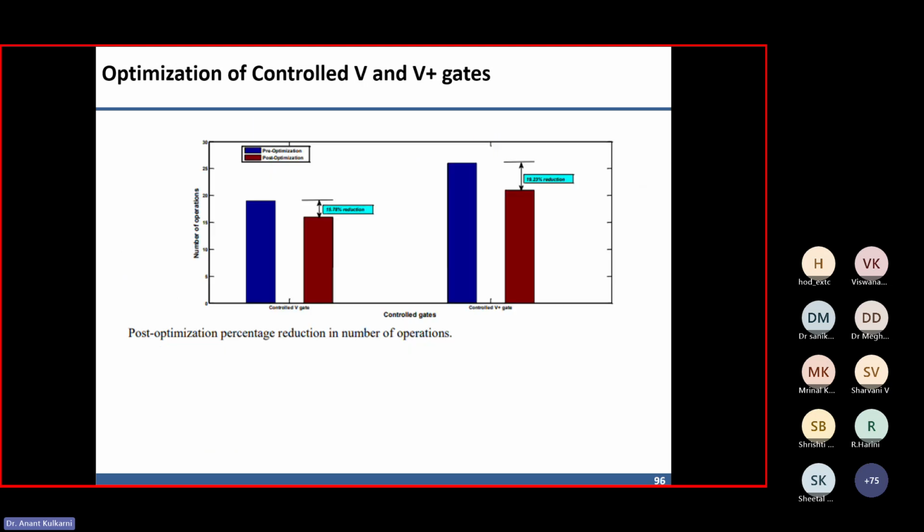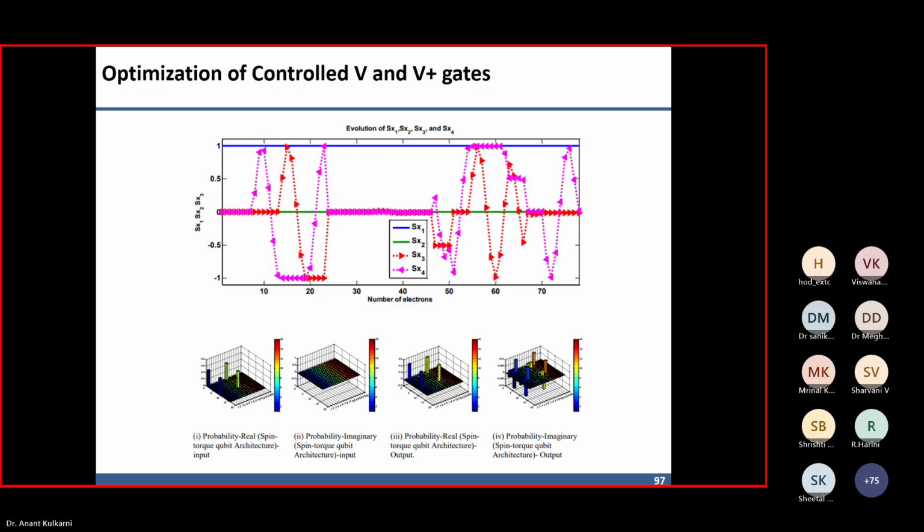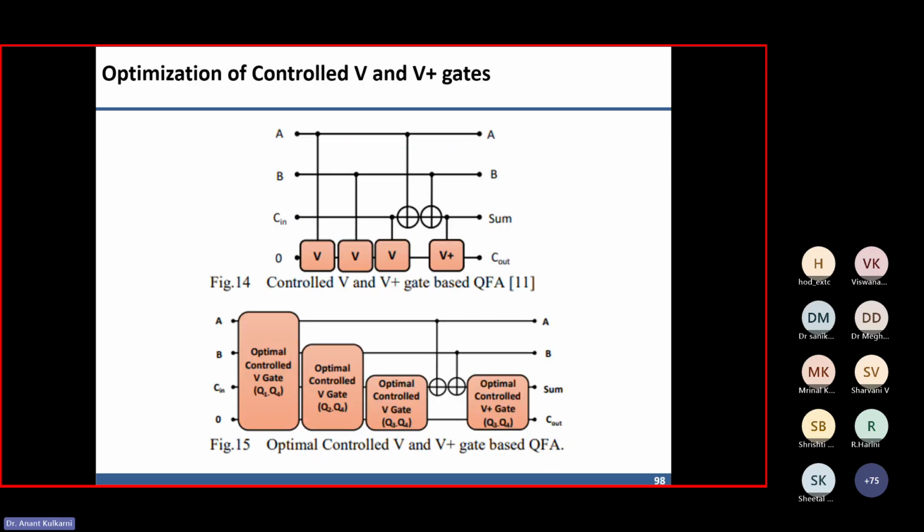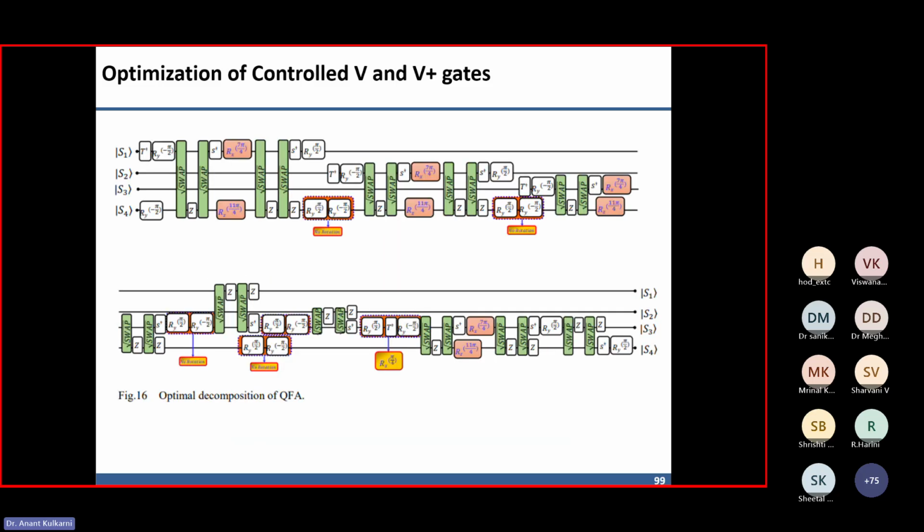I'm presenting the number of operations. The post-optimization percentage reduction in number of operations is 15.78% for the controlled V gate and 19.23% for the controlled V plus gate. So we can say that these are some of the results. This is the optimal controlled V and V plus gate based quantum full adder. We optimized it, designed it, and presented the structure. Just look at this optimal decomposition of quantum full adder.